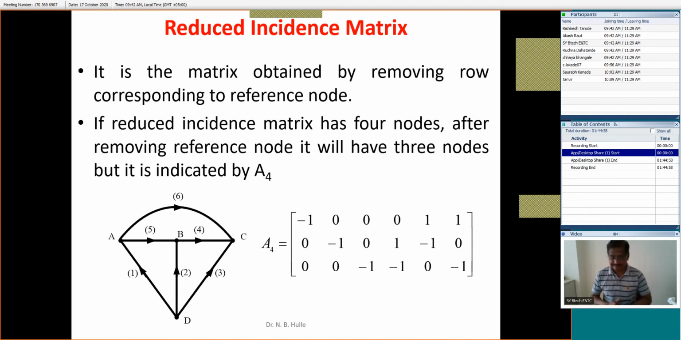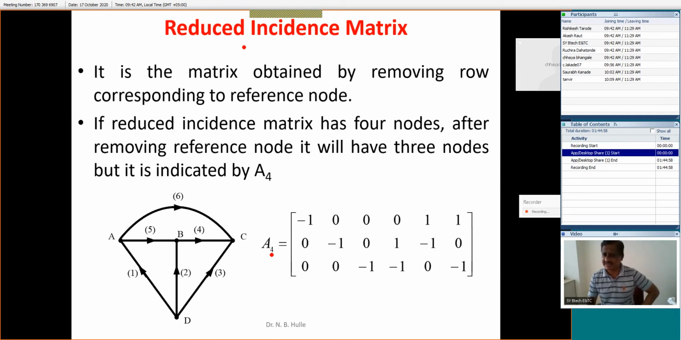And sometimes, if the reduced incidence matrix is given to us, we can obtain the incidence matrix also. How? I am trying to discuss that. Now look at it. Here it is A4 and we have 3 rows, meaning this is a reduced incidence matrix. I don't know which row is deleted, still I can find out the 4th row. How? Look at the basic property of the incidence matrix: the summation of each column is 0. But this is not applicable to the reduced incidence matrix.